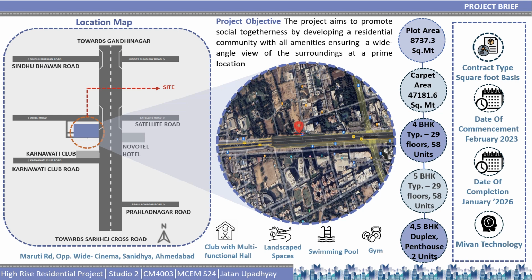So beginning with the project brief, our project is located on the Amli Road near the ISKCON Circle, opposite Karnavati Club and Novotel Hotel. The main project objective is to promote social togetherness by developing a residential community with all amenities, ensuring a wide-angle view of the surroundings at the prime location.